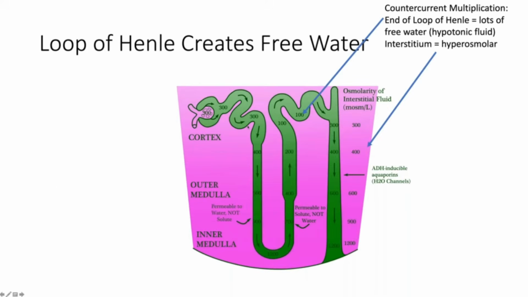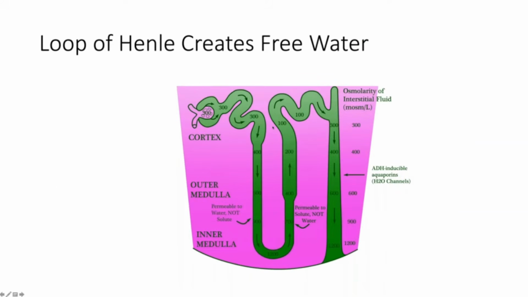Pretty simple. So again, this is just to remind you of the loop of Henle. We learned in our previous lessons that the loop of Henle basically just creates free water. The thick ascending limb allows you to pump out solute and not water. And so by the end of the loop of Henle, you have a bunch of free water, so the osmolarity is low. Another way of saying that is that the amount of free water is high.